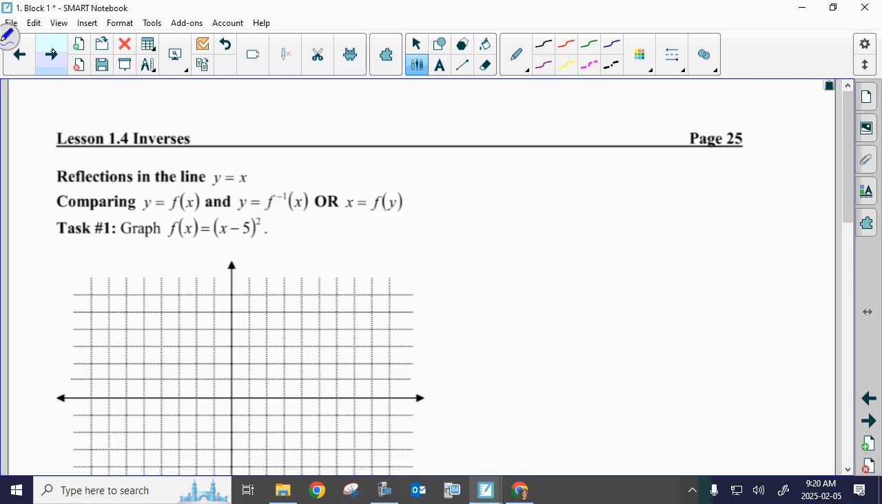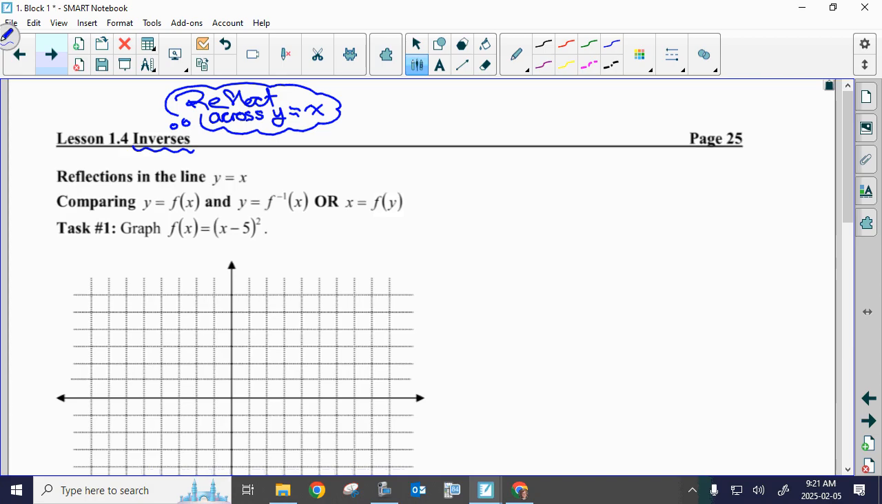So we're going to reflect across the line y equals x. So this whole lesson is inverse. And if you see the word inverse, your brain is going to have to think reflect across the line y equals x. Do you guys know where the line y equals x is? Where y is equal to the x value?